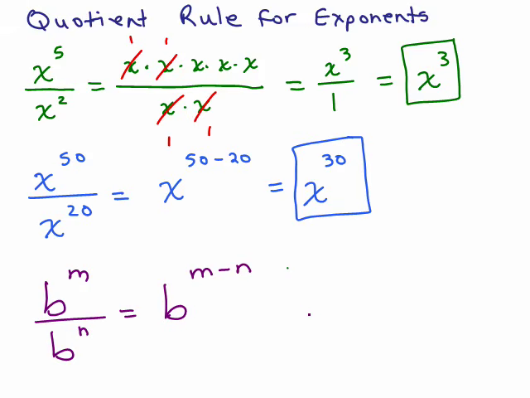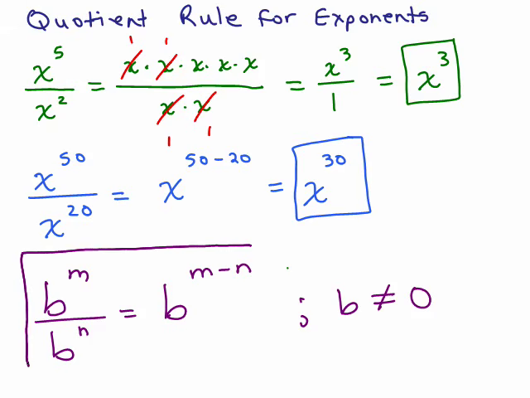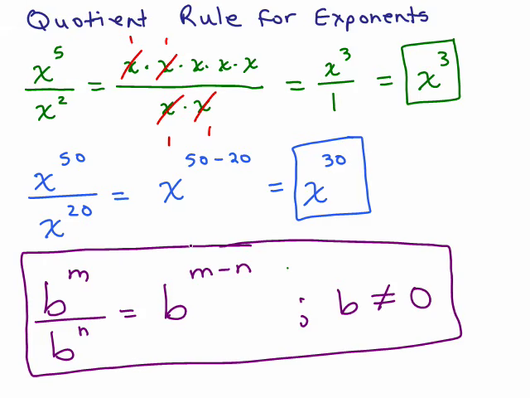And I'm going to make a little note, b cannot be 0 because we can never have a 0 in the denominator. That would be undefined. So this is the more accurate way to write it. But the basic quotient rule is you just subtract exponents as long as b is not equal to 0.